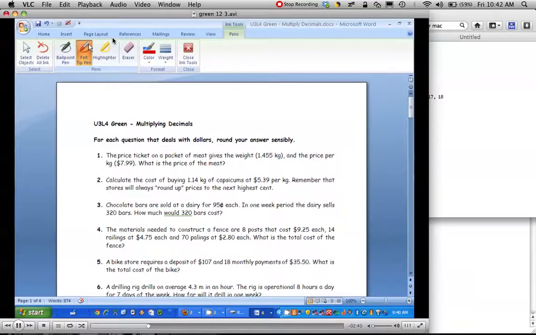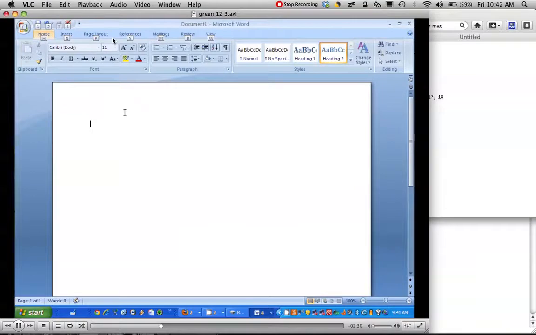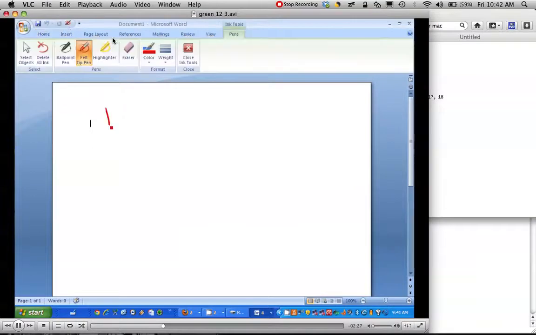All right. So one of the first things to keep in mind is that you always work a problem all the way through before you do any rounding whatsoever. So I'm going to go to a blank page here and I'm going to do the first problem where I've got to multiply the price of the meat times the amount of the meat. So I've got 1.455 kg times 7.99 a kg. And then it's just straightforward multiplication, right? I forget about the decimal points. I line up numbers to the right, and I just multiply.